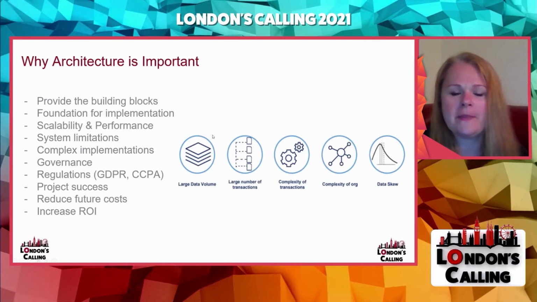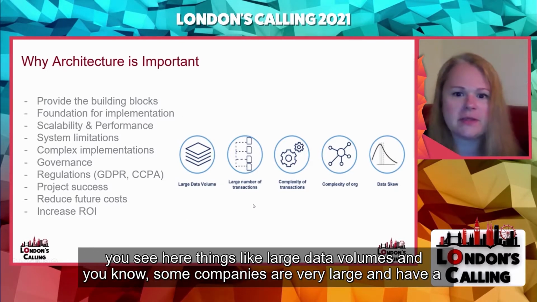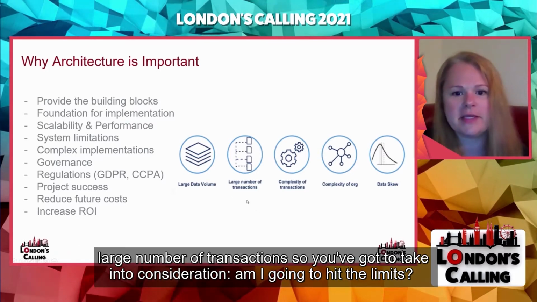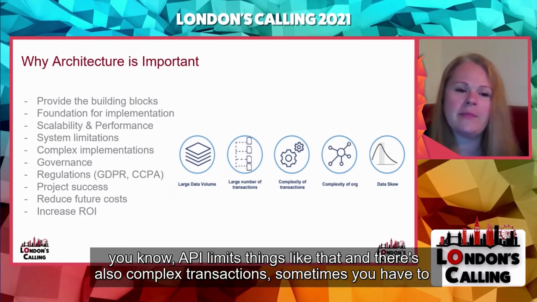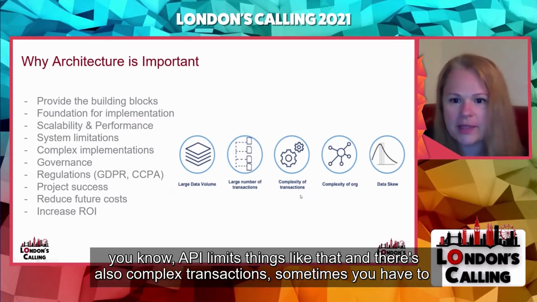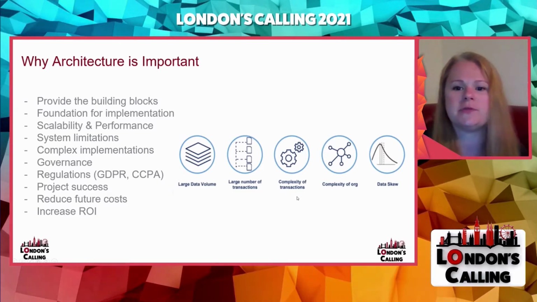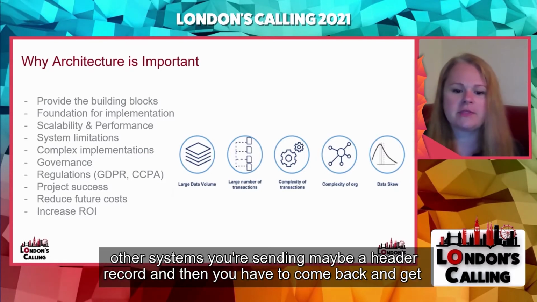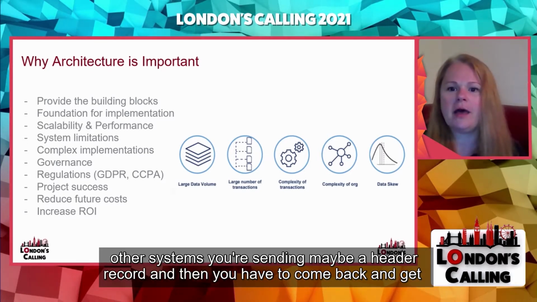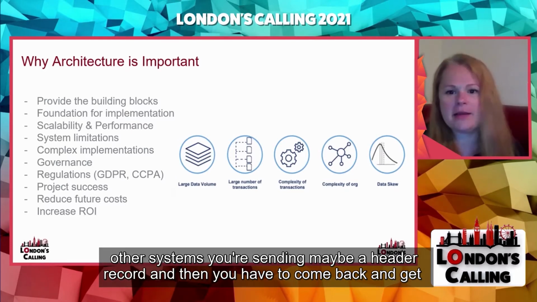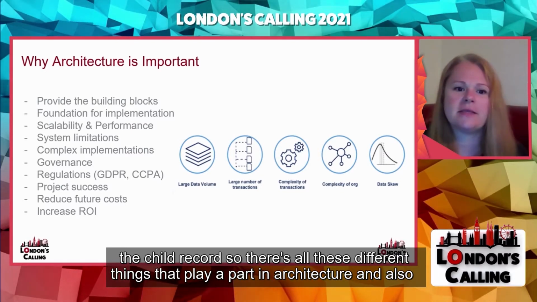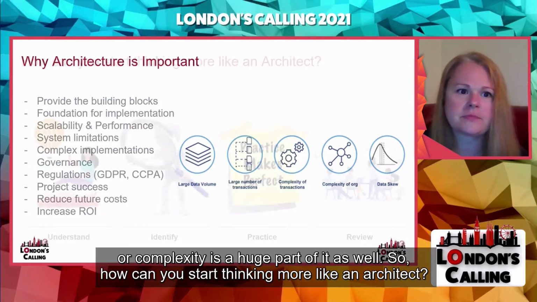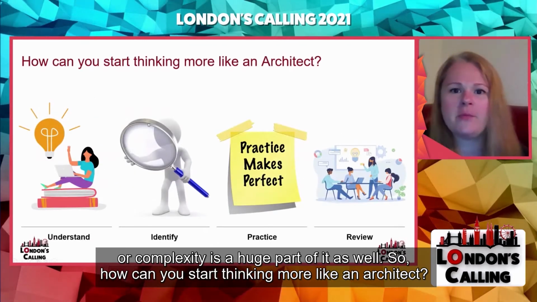Some of the things you see here, things like large data volumes, and some companies are very large and have a large number of transactions, so you've got to take into consideration, am I going to hit the limits, API limits, things like that. And there's also complex transactions. Sometimes you have to think about the order of your operations, or if you're integrating with other systems, you're sending maybe a header record, and then you have to come back and get the child record. So there's all these different things that play a part in architecture, and also org complexity is a huge part of it as well.